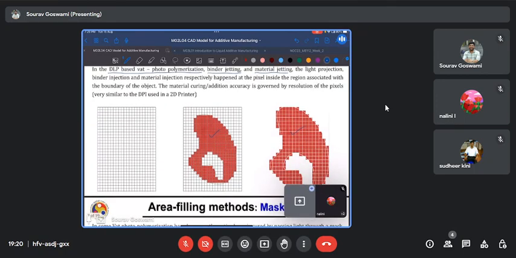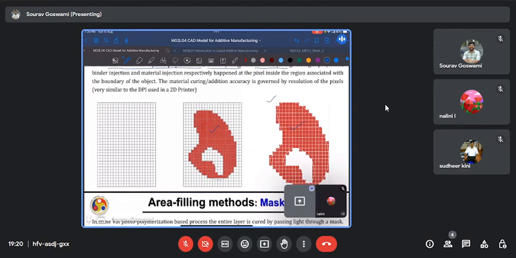Again, as you can see in the figure on the right, the resolution of your final contour or the resolution of your final print will depend on the resolution or the size of these pixels. The finer pixels you have, the better resolution you can achieve.